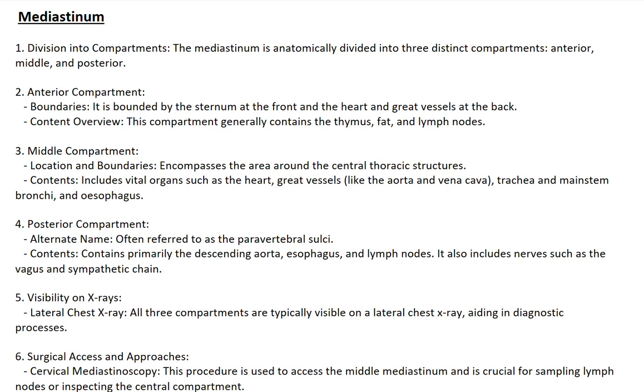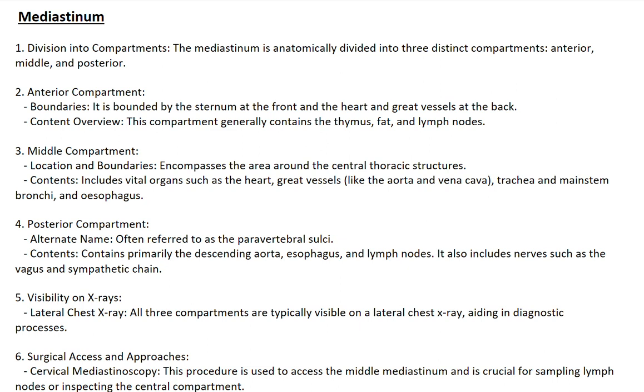Point-wise description of the mediastinum. 1. Division into compartments. The mediastinum is anatomically divided into 3 distinct compartments: anterior, middle, and posterior. 2. Anterior compartment, boundaries. It is bounded by the sternum at the front and the heart and great vessels at the back. Content overview. This compartment generally contains the thymus, fat, and lymph nodes.